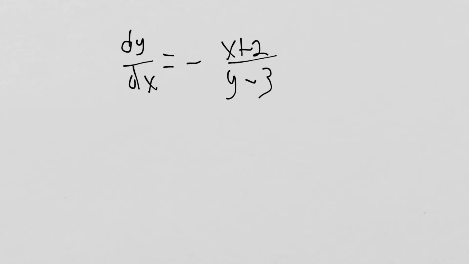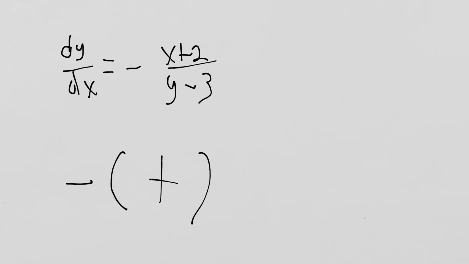Okay, part A is asking us to determine when the curve modeled by this dy/dx will have a negative slope. So how we should think about this is that we have a negative out front, and then we're multiplying that negative by (x + 2)/(y - 3). So what we need to produce a negative slope is we need the inside to be positive, because a negative times a positive is a negative.